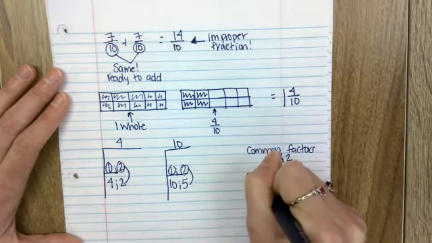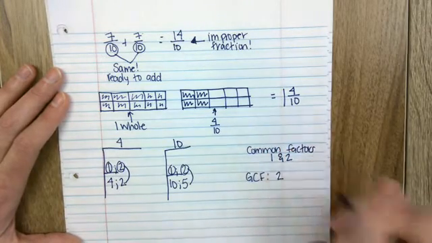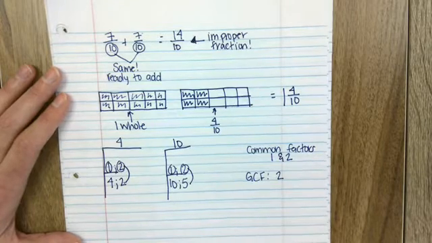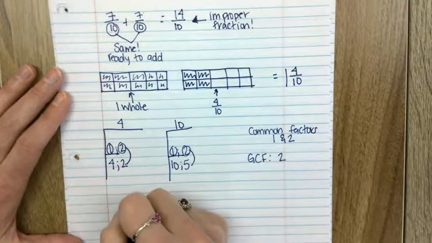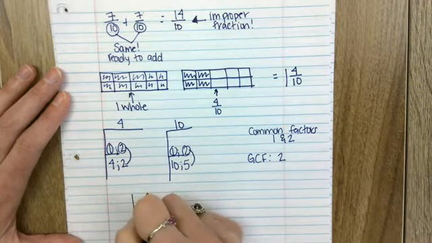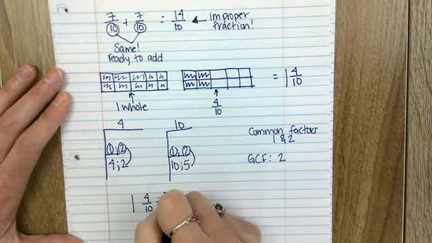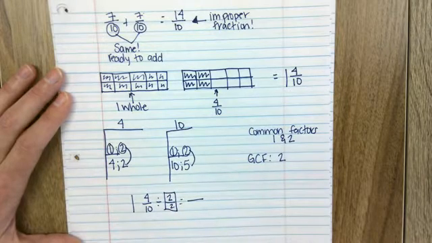My greatest common factor, which is the biggest number that's the same, is 2. Since my greatest common factor is greater than 1, that means that I do need to simplify. I am going to look at the fraction 4/10, and I'm going to have to divide it by my greatest common factor in order to simplify. I can use my F chart to help me with this.